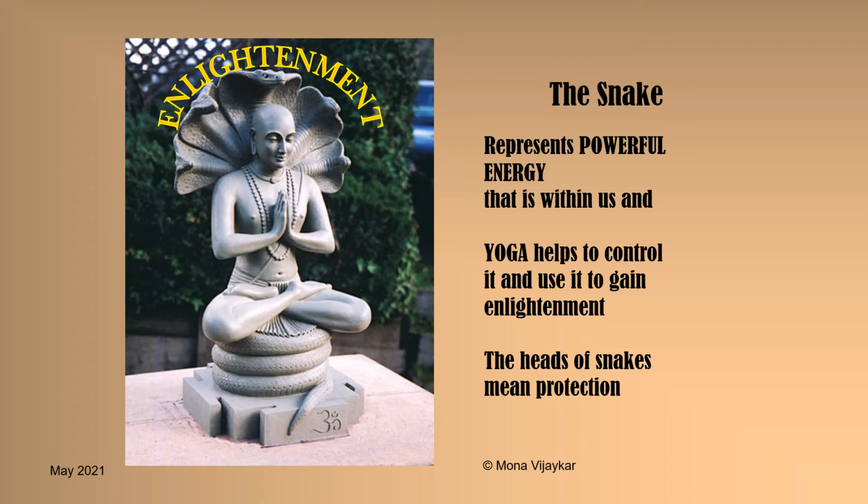So all of those heads of the snake represent enlightenment. It's like a halo around the person. Here you see, of course, Patanjali, who taught yoga. But the halo of snakes' heads is really like a protection for anyone who is enlightened. There is no fear.